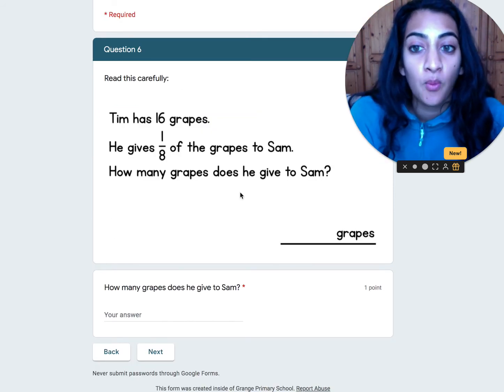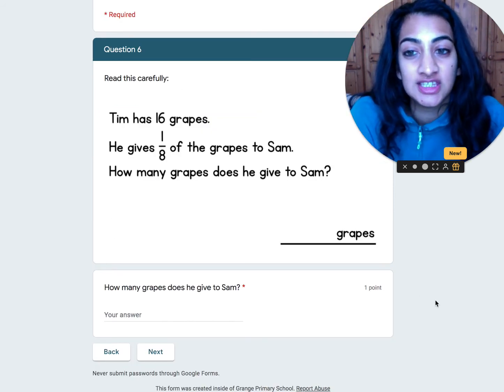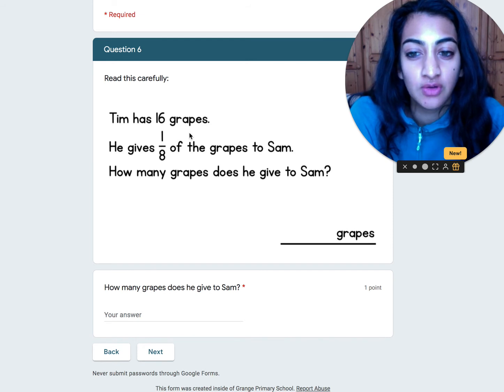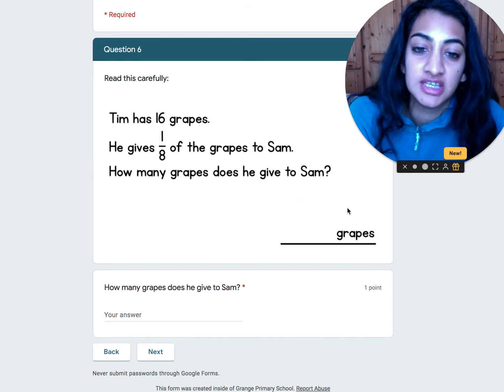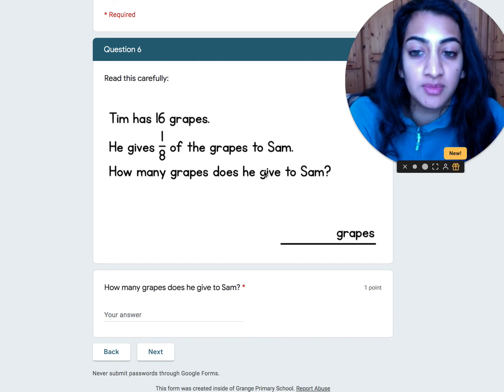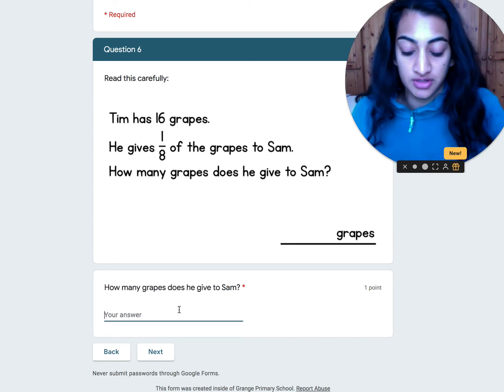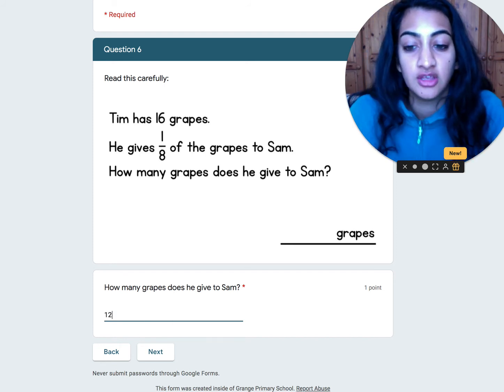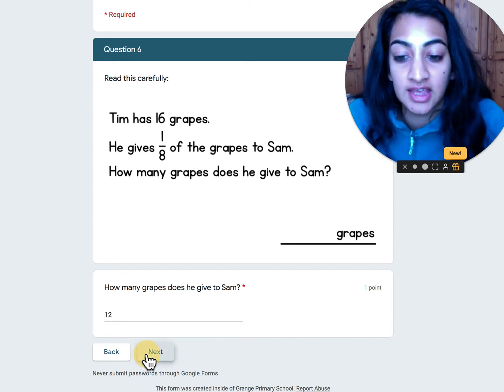Then you're going to have some worded questions. Question 6 says, Tim has 16 grapes. He gives 1/8 of the grapes to Sam. How many grapes does he give to Sam? So it's asking you how many grapes. You might need to do some working, and then for this one, you just type your answer. So if you think the answer is 12, then you put 12 and you click next.